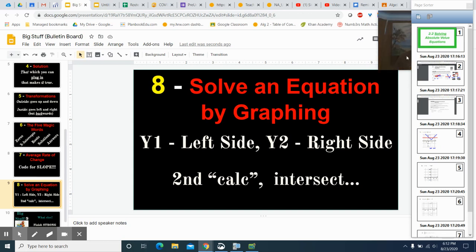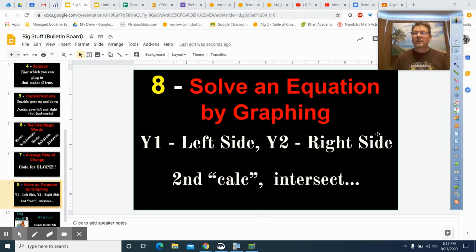So we've hit 7 of our 8 big stuff items already, and we're just getting started, right? We won't be long before we hit number 6. And if you get these things straight, it'll get you on a real good course as you go through Algebra 2.